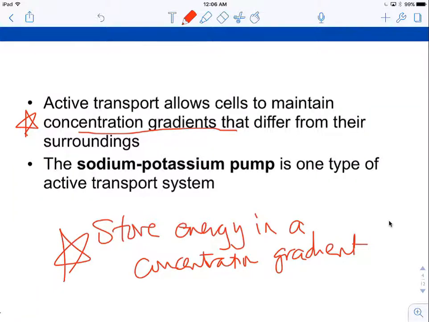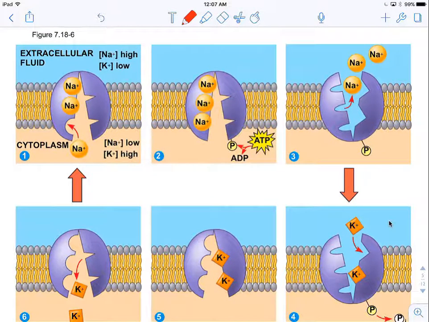And one of the transport proteins involved in an active transport system is called the sodium-potassium pump. So this is a classic example of an active transport protein. If somebody ever asks you, perchance in an essay question, what is an example of an active transport system, they want you to say the sodium-potassium pump. So let's see how it works.